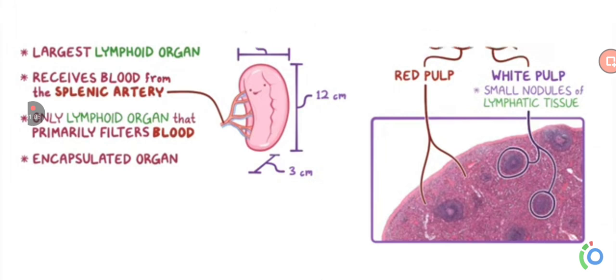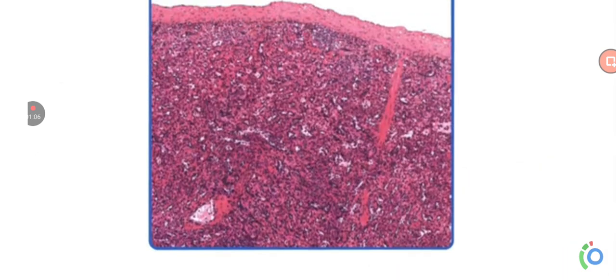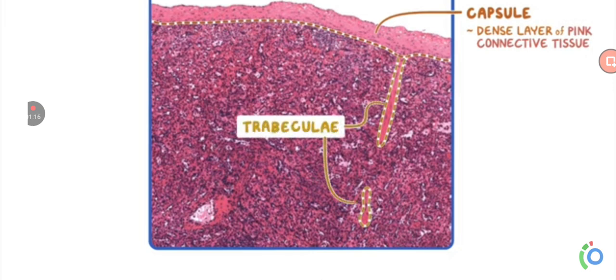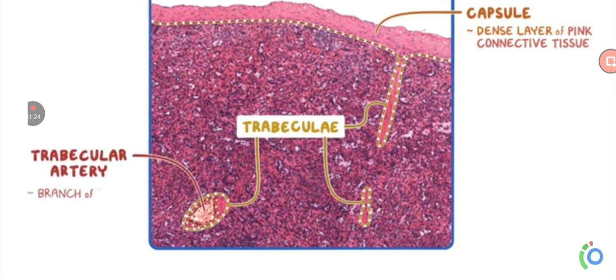If we take a closer look at the outer edge of the spleen, the capsule that surrounds the spleen is seen as a dense layer of pink connective tissue. The connective tissue also forms short extensions into the spleen called trabeculi. The trabeculi will also occasionally surround arteries as they enter the parenchyma of the spleen. These trabecular arteries are branches of the splenic artery. The remainder of the tissue seen in this image is the highly vascular red pulp.